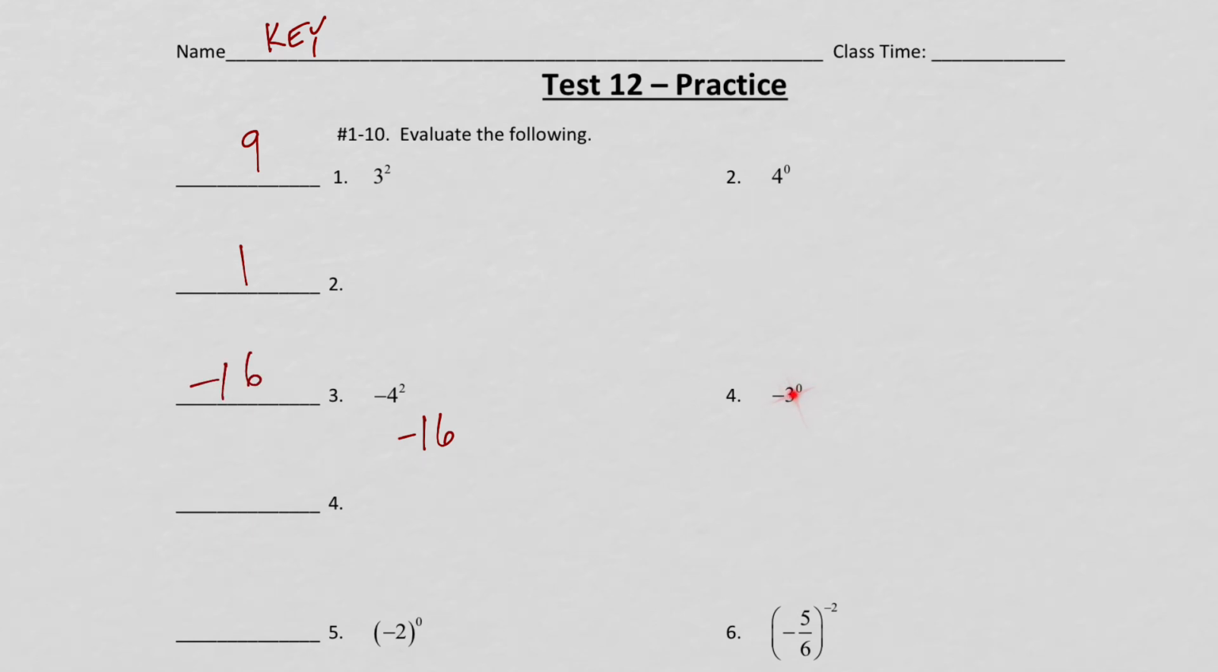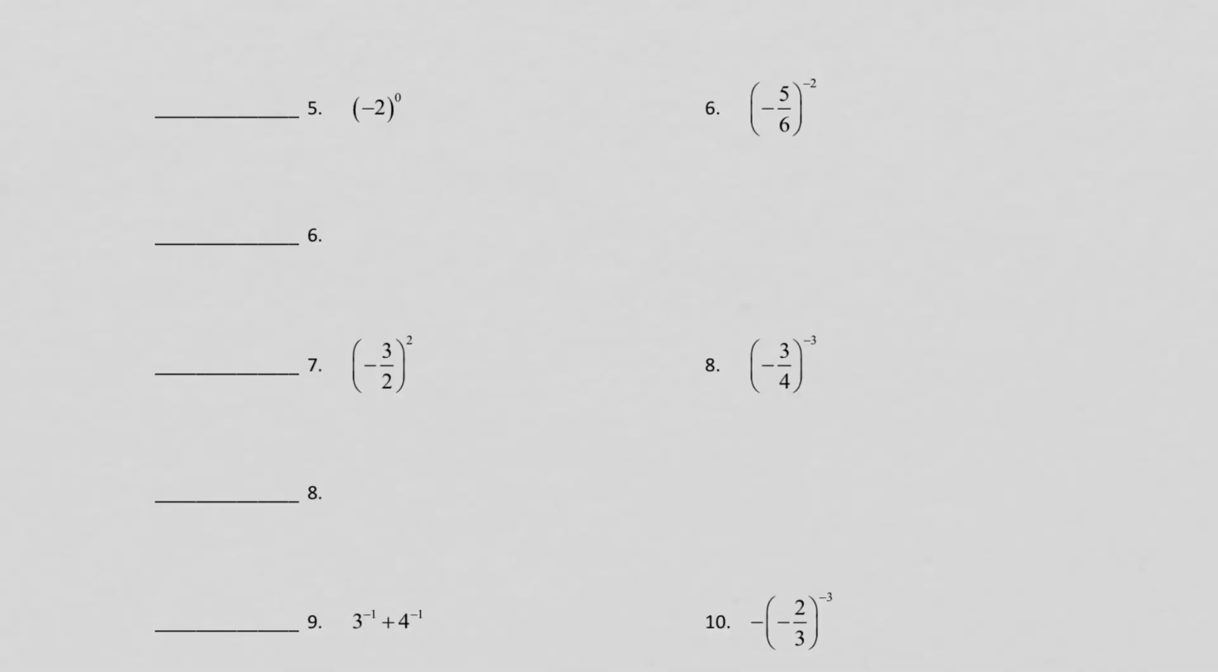So we have to take the 3 to the 0 power first to get 1, and then we pop on the negative. So this is negative 1. Because of the parentheses, remember anything to the 0 power is 1, so it doesn't matter if this is positive or negative. Once we take it to the 0 power, this is equal to 1.